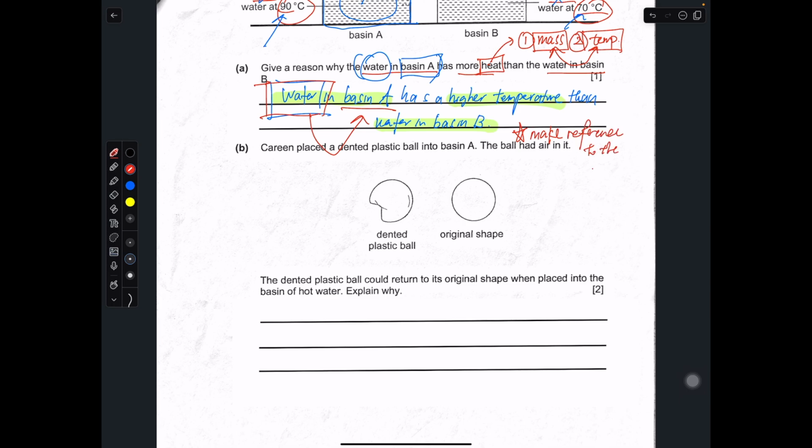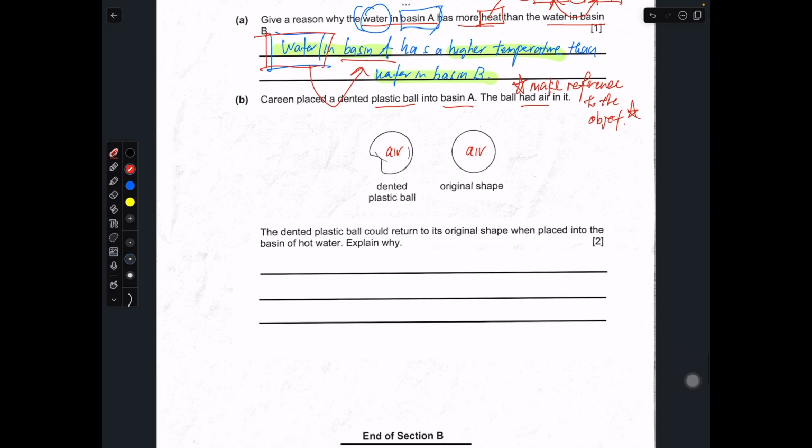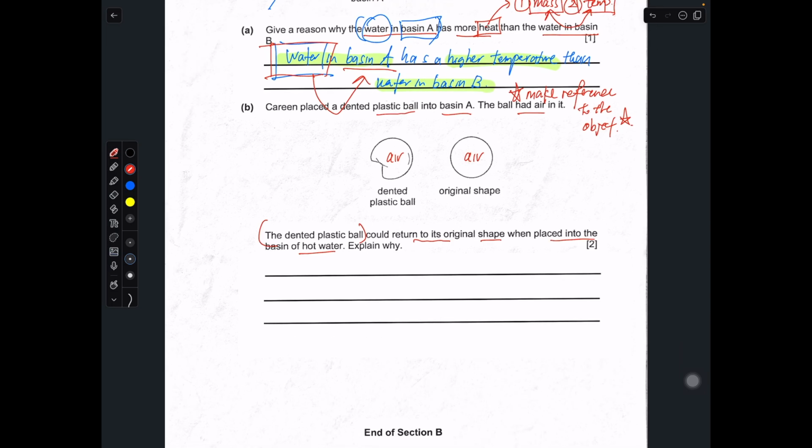to the object. Corinne placed a dented plastic ball in basin A. The ball had air in it. So they tell you a clue. Air is inside the ball. So the dented plastic ball could return to its original shape when placed inside the hot water. It's not could not return, it's could return.